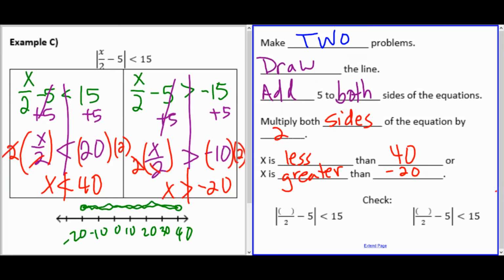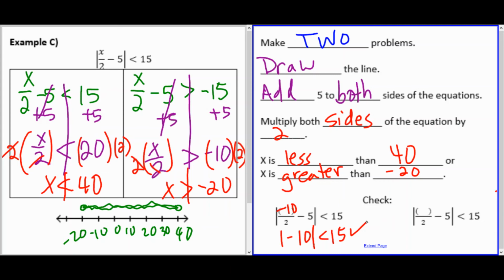To check this, we can pick any values between negative 20 and 40, but we can't include negative 20 or 40, because those were strictly less than and bigger than signs. So let's say we chose negative 10. Well, negative 10 divided by 2 is negative 5, and negative 5 minus 5 is negative 10. So this is the absolute value of negative 10 is less than 15. Well, that's true, because the absolute value of negative 10 is 10, and 10 is less than 15.